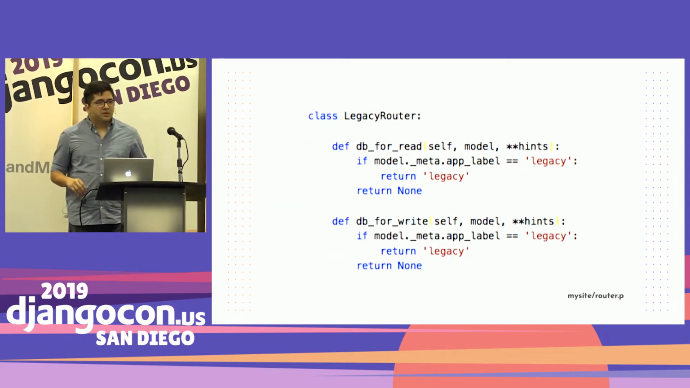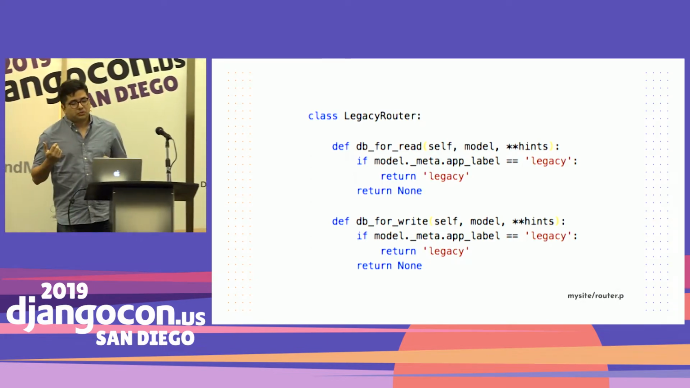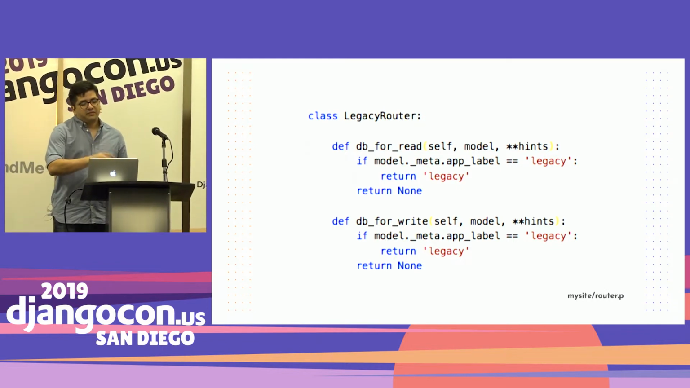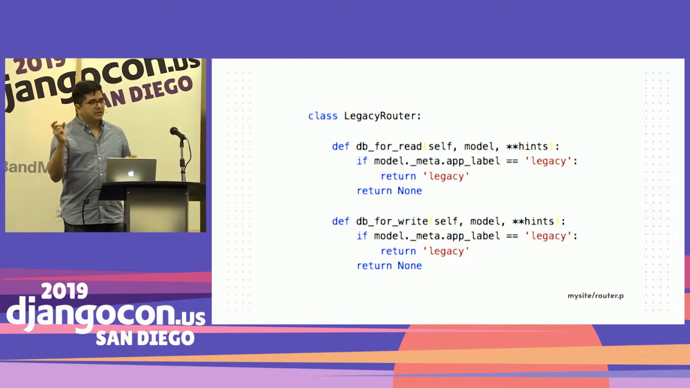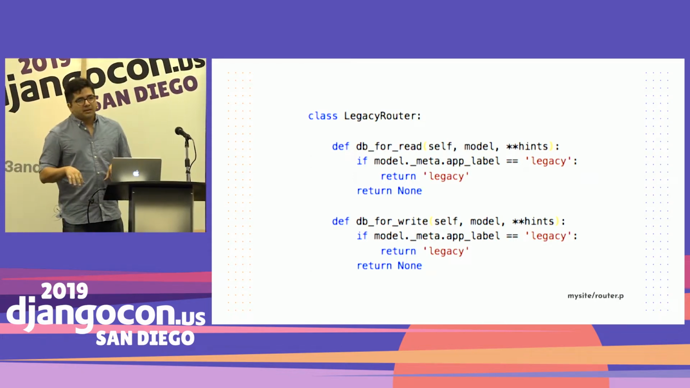And then there's something very important to do. At least I like to do a legacy router. Basically, what I say is that if the app name is legacy, use the legacy database. If the app name is not legacy, use the default database. So in that way, we can save a little bit of typing.